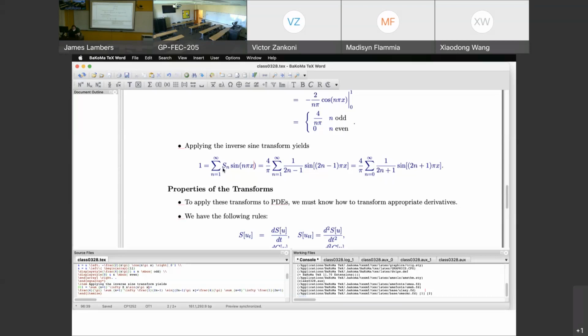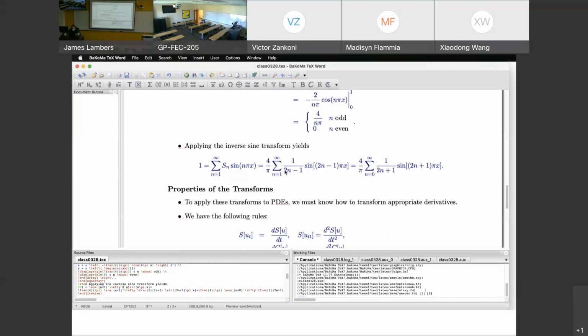Now, to properly take into account the fact that Sn is 0 when n is even, we want to write this sum in a way to consider only odd values of n. So, if we write the sum this way, n going from 1 to infinity, then 2n minus 1 would give us odd integers. For n equals 1, 2, 3, etc., 2n minus 1 would give you the odd positive integers that we want: 1, 3, 5, 7, etc.